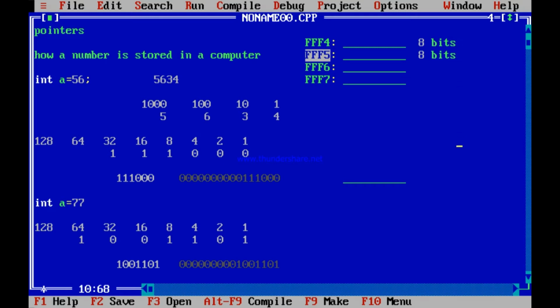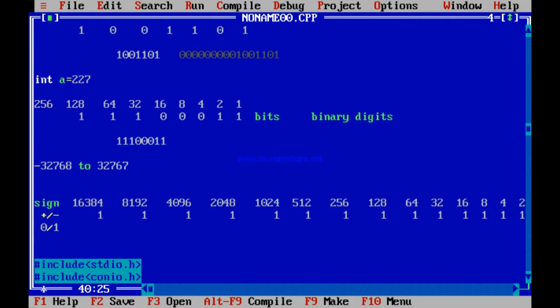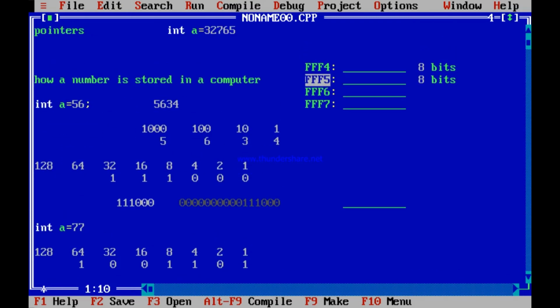So when I write, say, int a equal to 32767, or maybe a little less, int a equal to 32765, not 32767, a little lesser. When we are writing int a equal to 32765, you remember you are starting with how much? You are starting with 16384. So 16384 is over here 1. You are remaining with 16381.